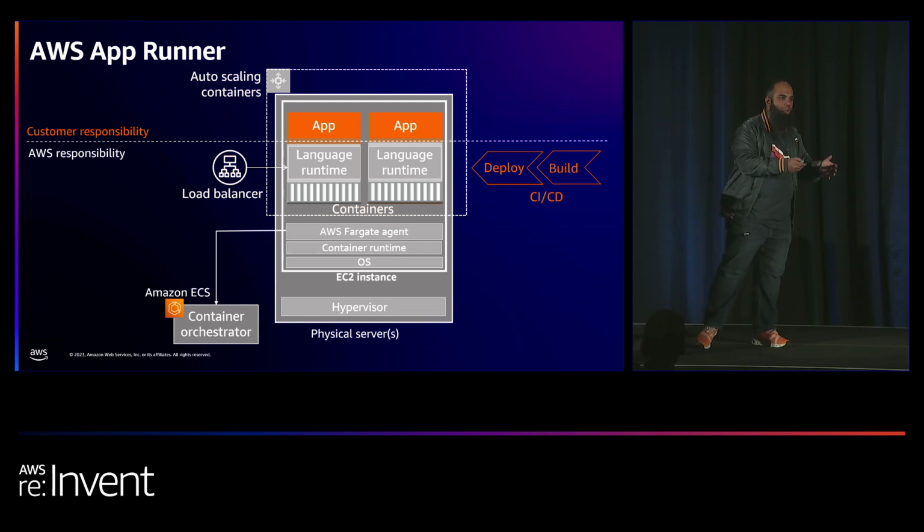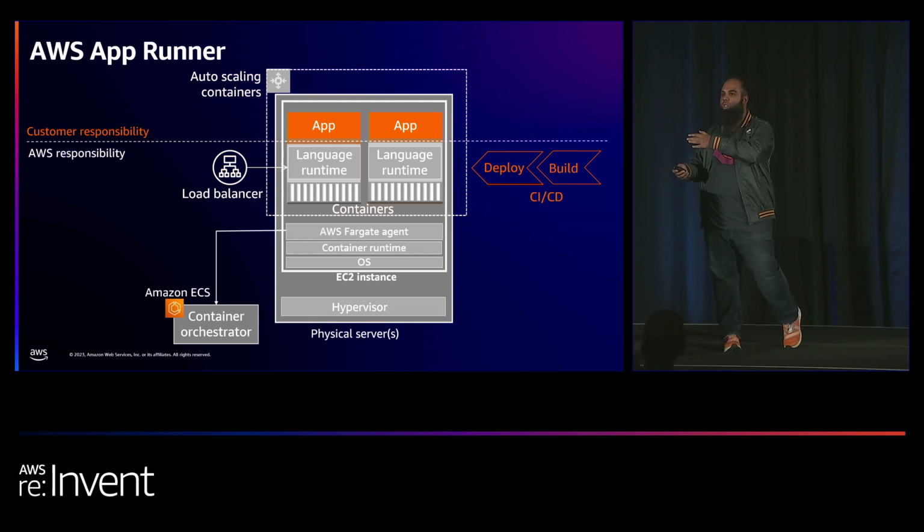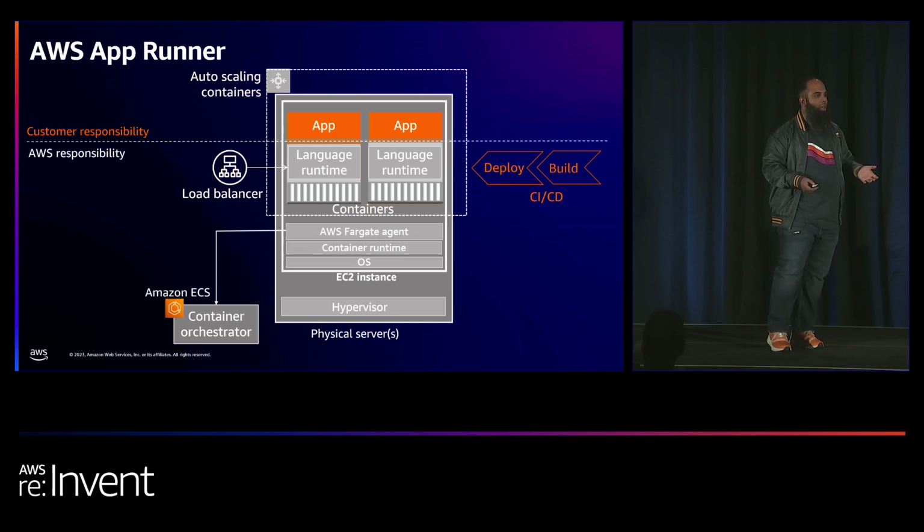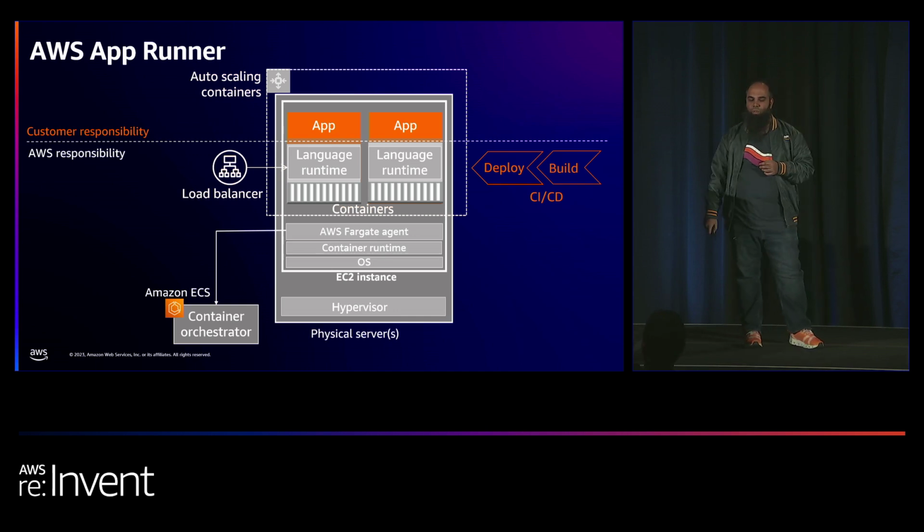So you build the application code, you put that in a repository, you point App Runner to it, and then every time you push an update, that would trigger a build, and then that gets deployed on AWS. Even the auto-scaling of containers is also taken care of on App Runner, depending on the kind of configuration that you set.